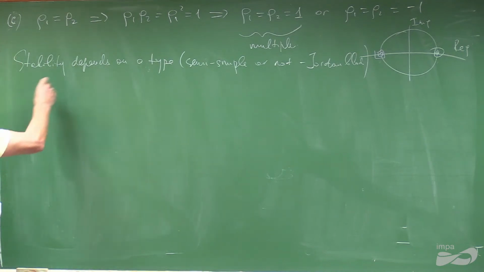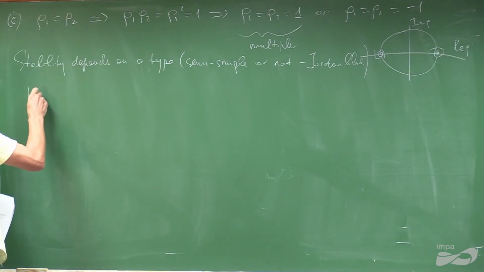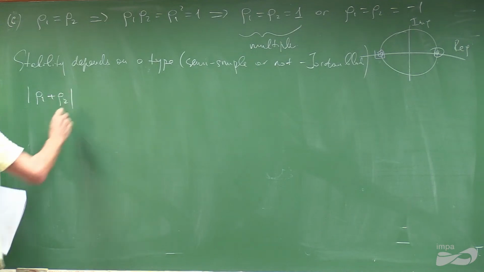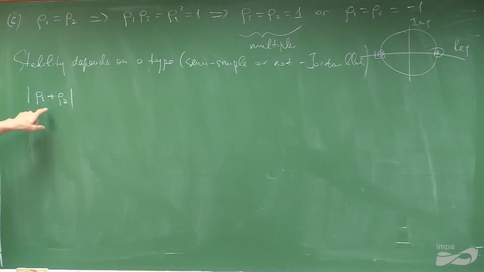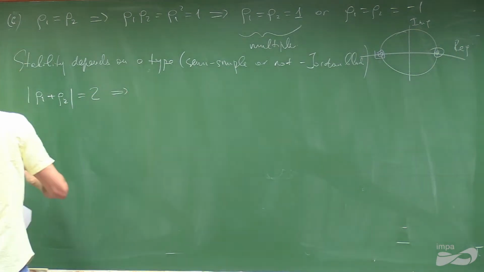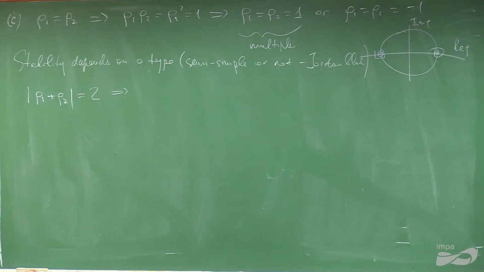In that case, if you take also the sum of the eigenvalues, it will be 2 or minus 2. So the absolute value is 2, which means that one more arrow. It's everywhere was the absolute value of the trace, right?